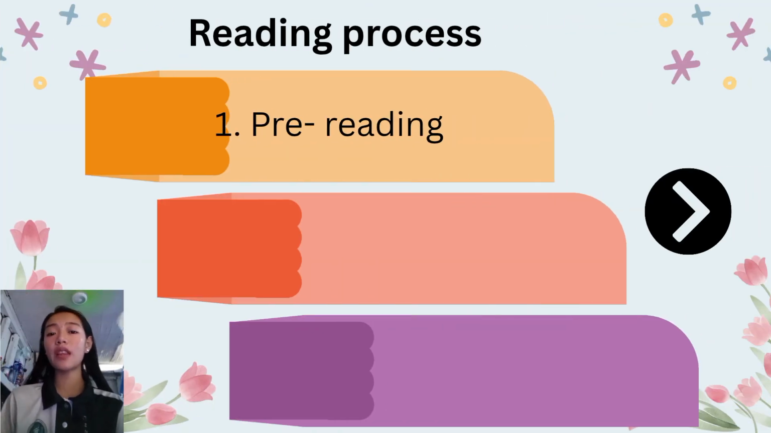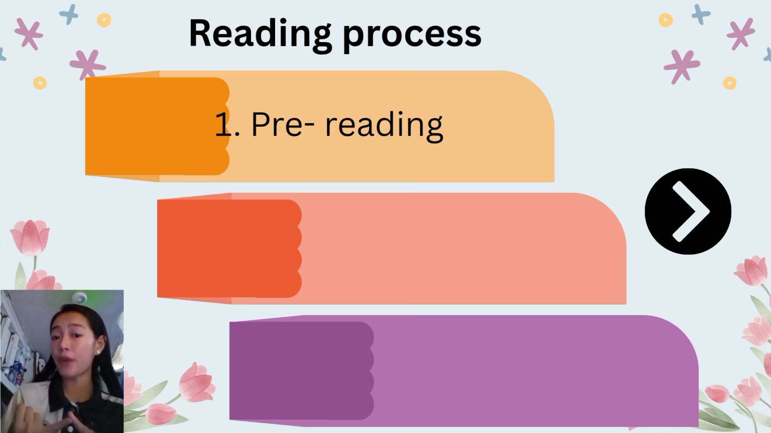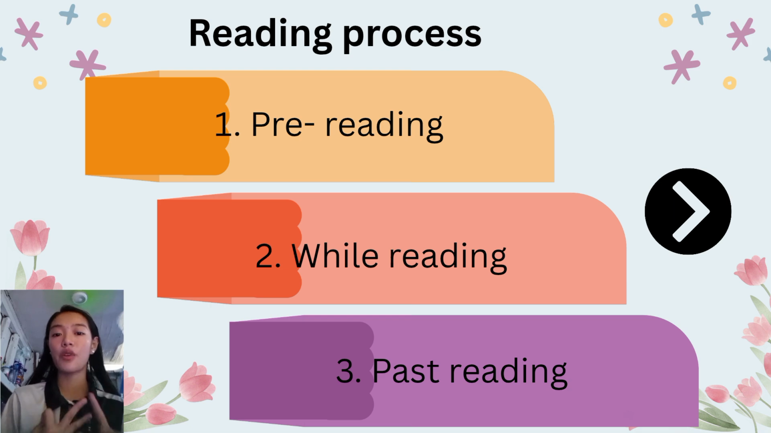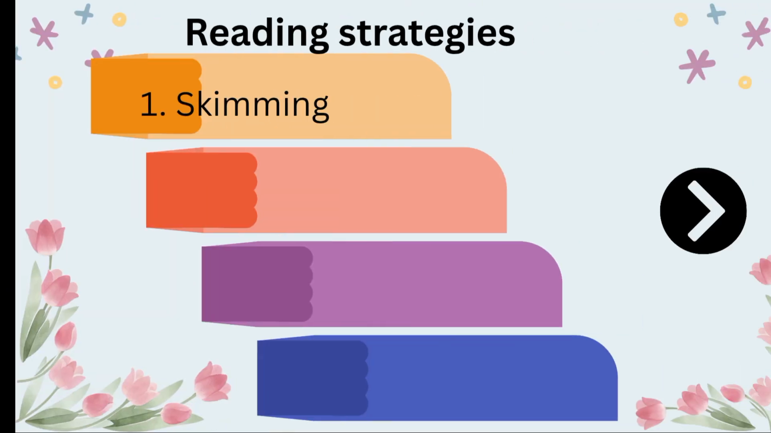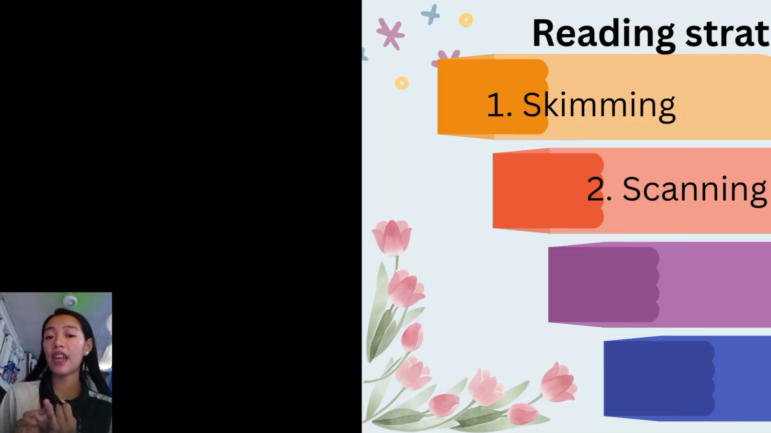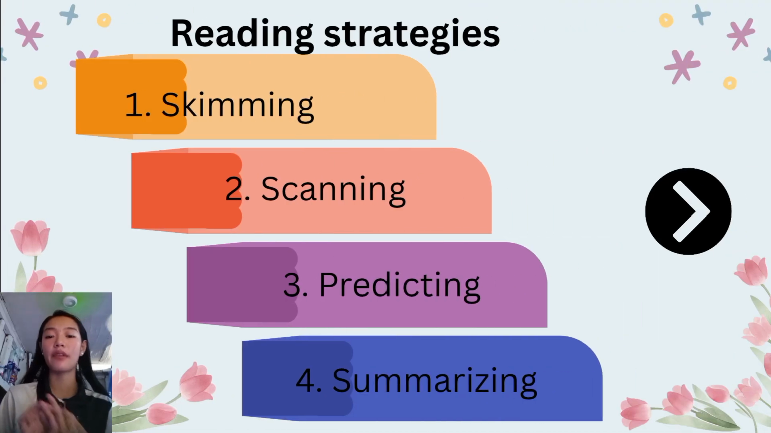So, when we teach reading, we follow these three strategies: pre-reading, while reading, and post-reading. This structure helps students understand text more effectively. We also teach reading strategies like skimming for general ideas, scanning for specific information, predicting content, and summarizing.